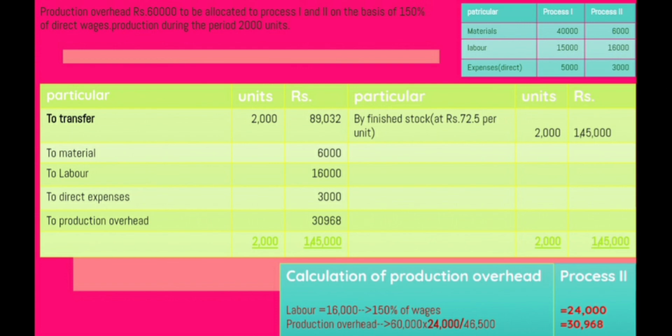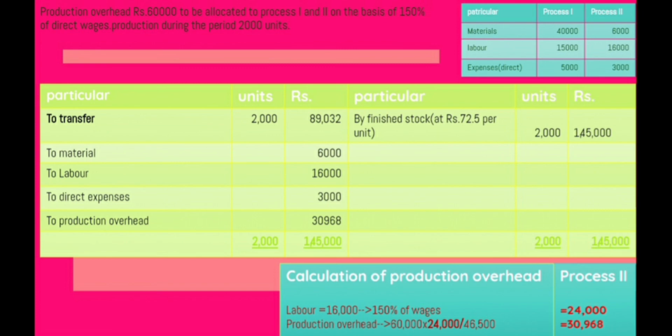Okay, let's move on to the sum. Total on the debit side amount, you will get 1,45,000 and units 2,000. But on the credit side, we don't have any entries to proceed. So automatically you can write by finished stock. Okay, finished stock you have to write, 2,000 units, 1,45,000.